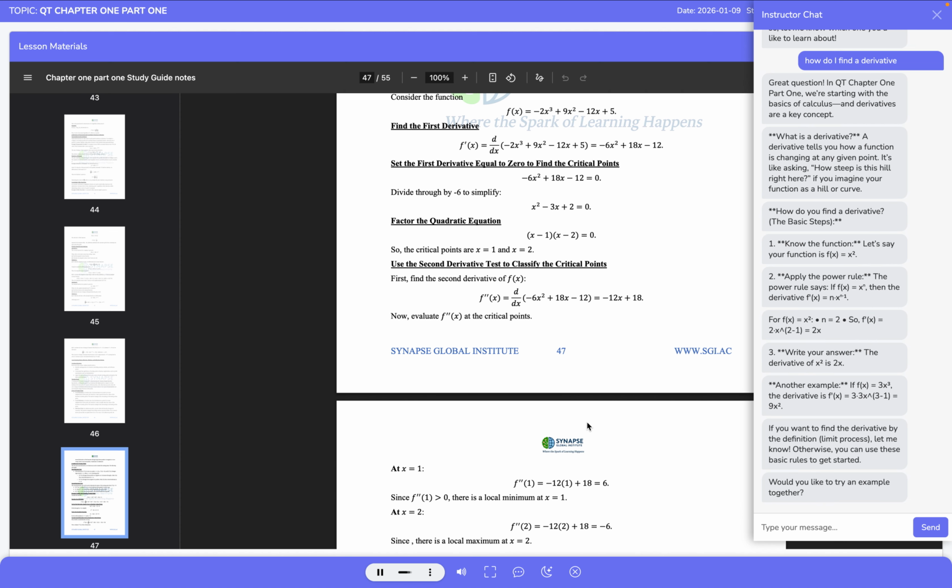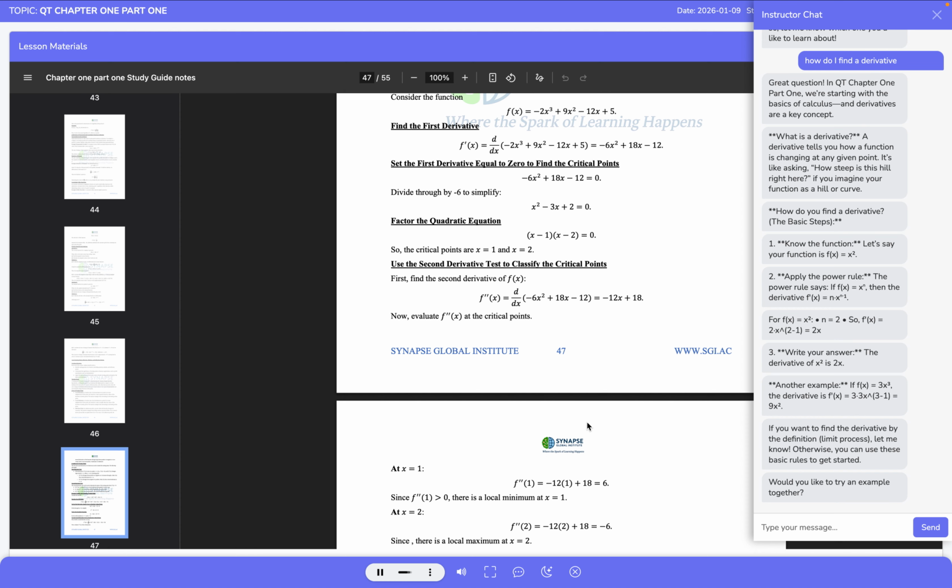To find an inflection point, we first find the second derivative, then set it equal to 0, and finally check whether the second derivative changes sign around that value. For example, consider the function x cubed minus 6x squared plus 12x minus 8. The first derivative is 3x squared minus 12x plus 12, and the second derivative is 6x minus 12. Setting the second derivative equal to 0 gives x equals 2.